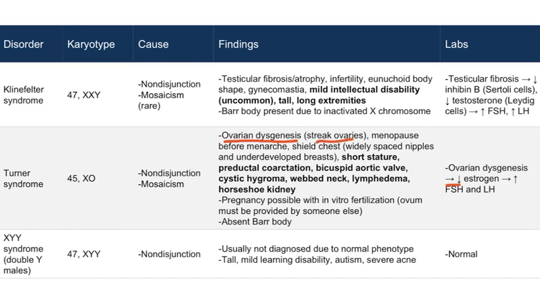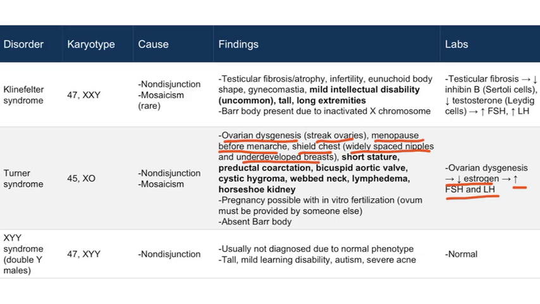This results in a lack of estrogen, so FSH and LH will be high. The lack of estrogen explains why menopause occurs before menarche. It also partly explains the shield chest. A shield chest refers to widely spaced nipples and underdeveloped breasts. The breasts will be underdeveloped due to the lack of estrogen.